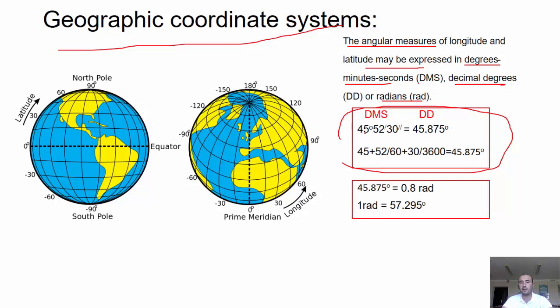For example, 45 degrees, 52 minutes and 30 seconds equals 45.875 degrees, and it is calculated as 45 plus 52 divided by 60 plus 30 divided by 3600, which equals 45.875 degrees.